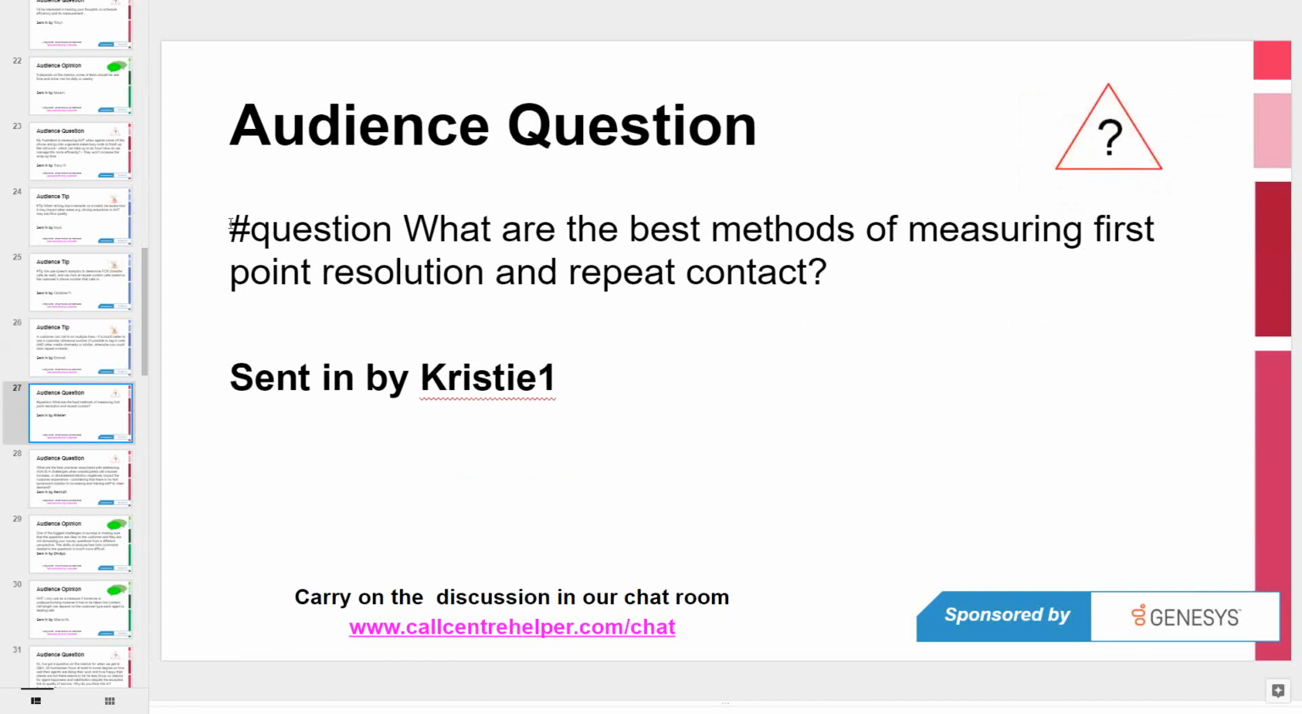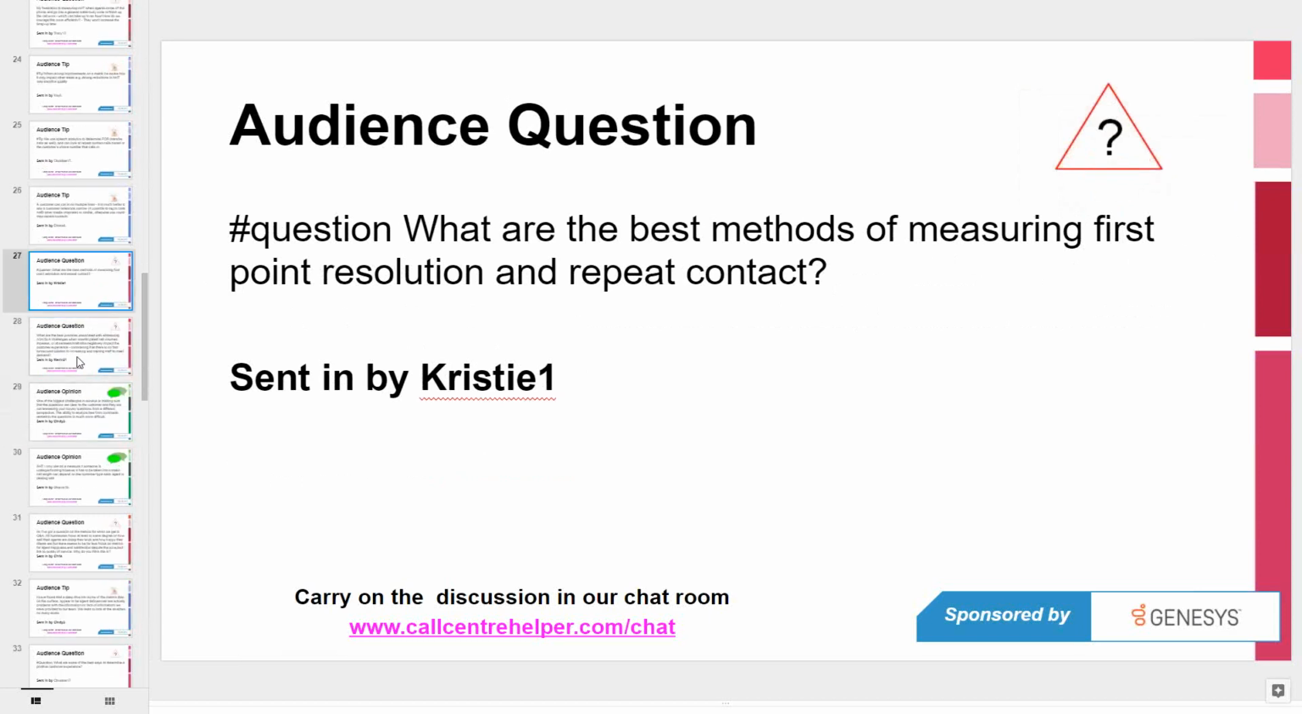So Christie's asked a question, what are the best methods of measuring first point resolution and repeat contact? Mike, I don't know whether you had any thoughts on this one. Yeah, as the technologies get easier to work together, there are tools which will spot a CLI coming through from a previous caller, for example. And the platforms today often keep that in their database, and modules are there to flag that. Similarly with email, if we see an email coming through, we look in the database and realize that we've seen this customer before, and here are the interactions that we had around those previous contacts.